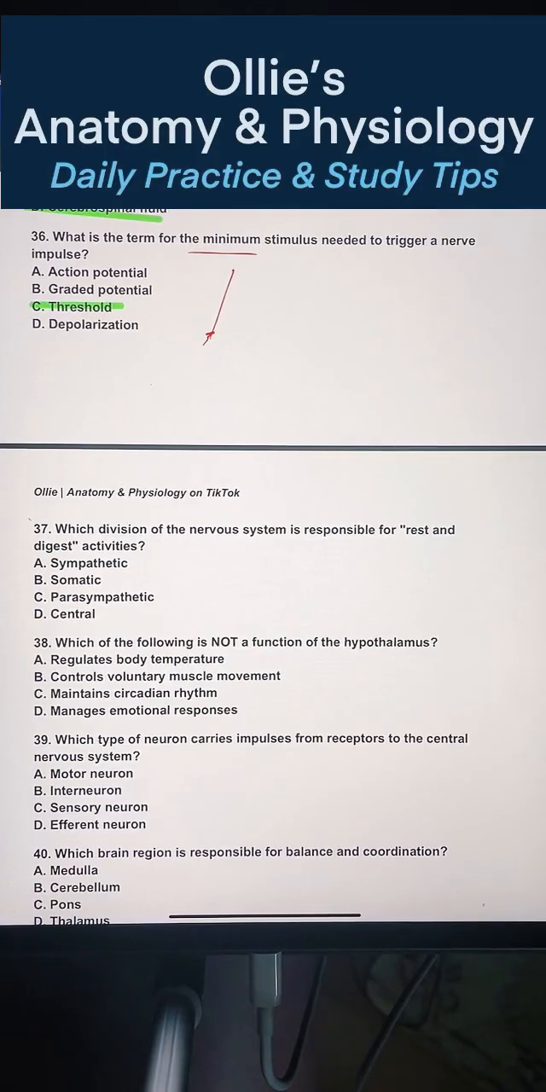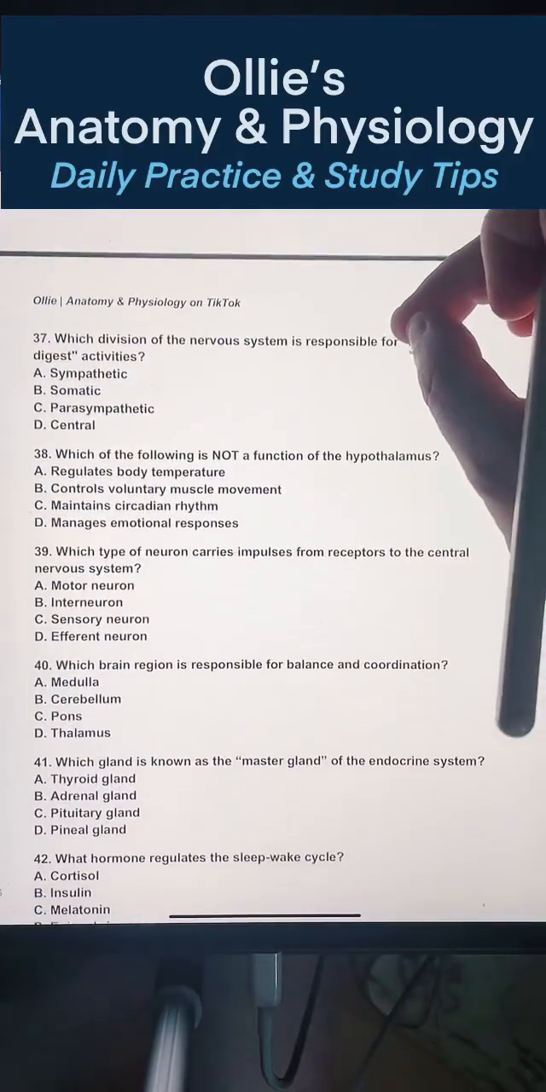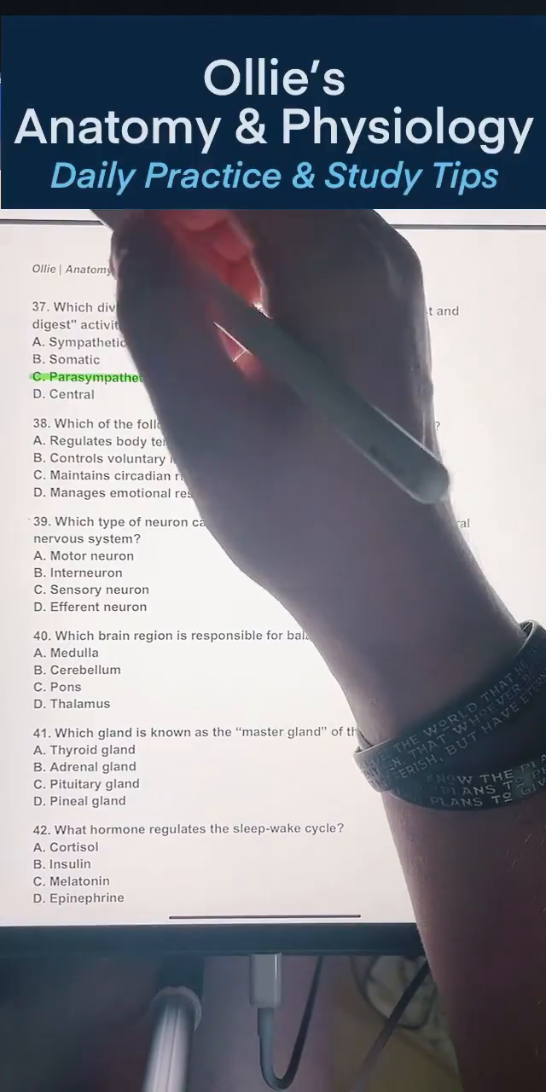But number 37, what do you guys think it is? That's what I need help with. That's all right. I got you. So yeah, we'll explain here. But number 37 is C, parasympathetic. So rest and digest. It's parasympathetic.